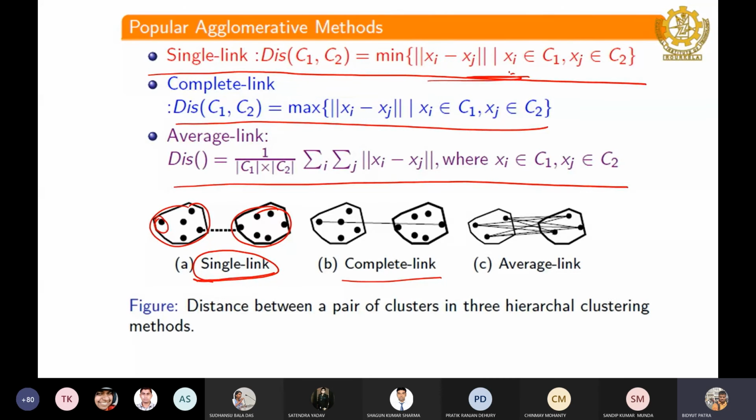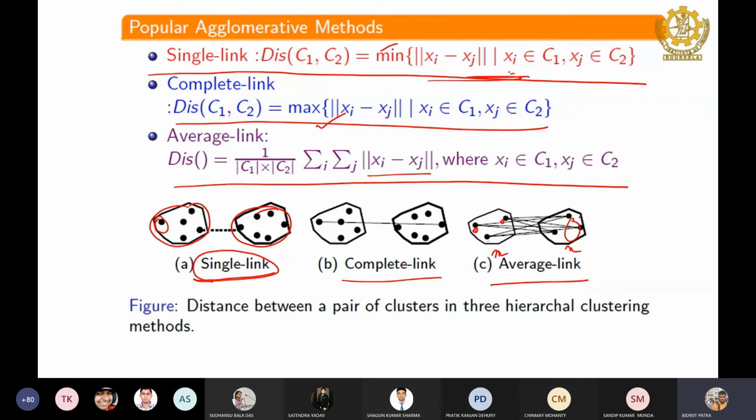Next is complete linkage, or complete link. Complete link is just the opposite of single link. It is the maximum distance between two points. So here it is minimum, here it is maximum. And next is the average link. What is average link? You compute all the pairwise distances from each point to all the other points, and you take the average distance. If there are m points and n points, how many distances do you have to compute? m into n, and you take the average. You sum up all the distances and take the average.